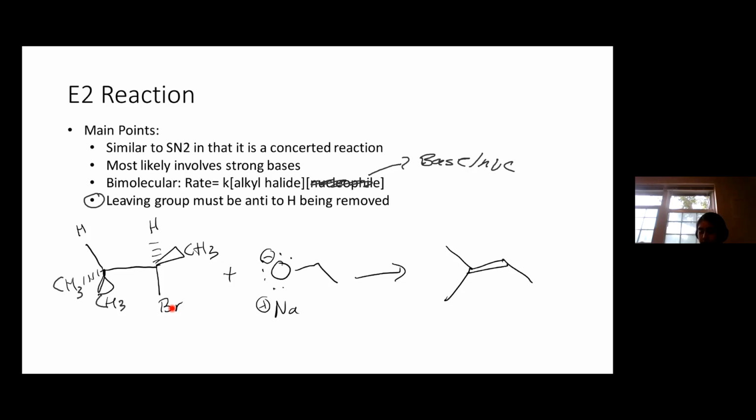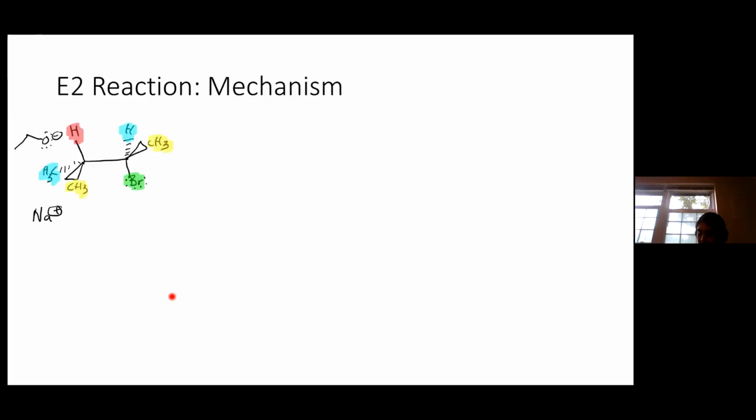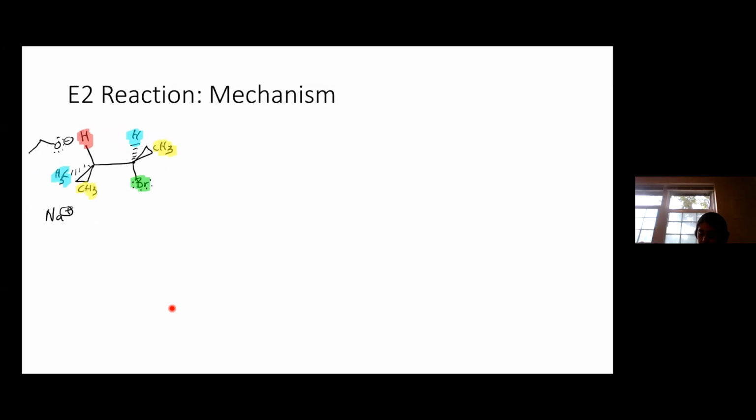So we're going to go into the mechanism of this reaction right here. Here it is. Again, we have the base right here. The base was Na and then this, but this is just in solution. So right now, don't worry about this one, just worry about the base and our alkyl halide. I've highlighted the substituents that are dashed: the blue ones are dashed and the yellow ones are wedged, and you'll see why that's important in a moment.